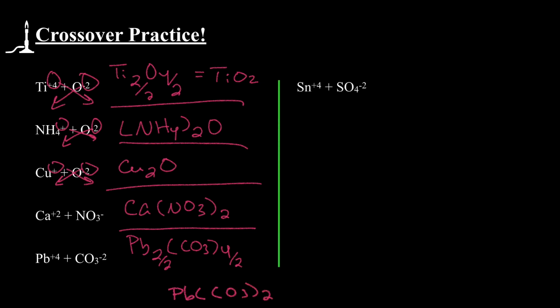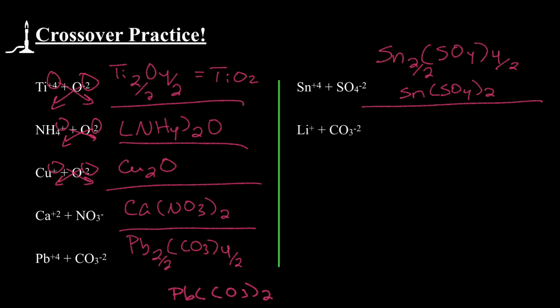Let's look at tin 4 sulfate. So Sn4+ SO4 2-. The charge on the tin, the positive 4, crosses over to the SO4, and the 2 from the SO4 polyatomic goes in between the tin and the SO4. We would get Sn2(SO4)4. Simplify it, divide both by 2. We get Sn(SO4)2.